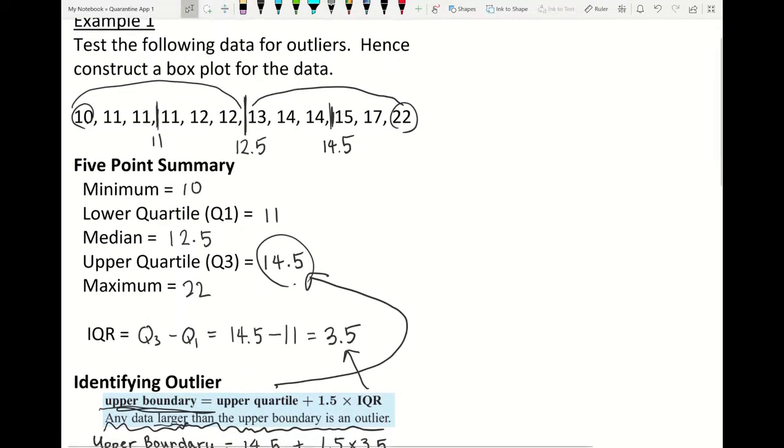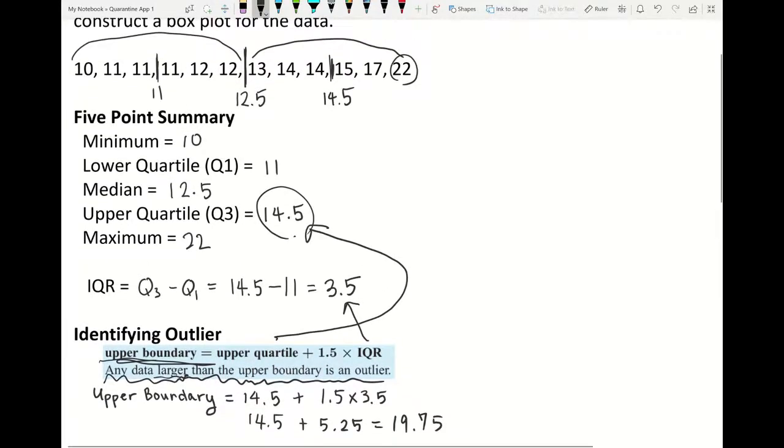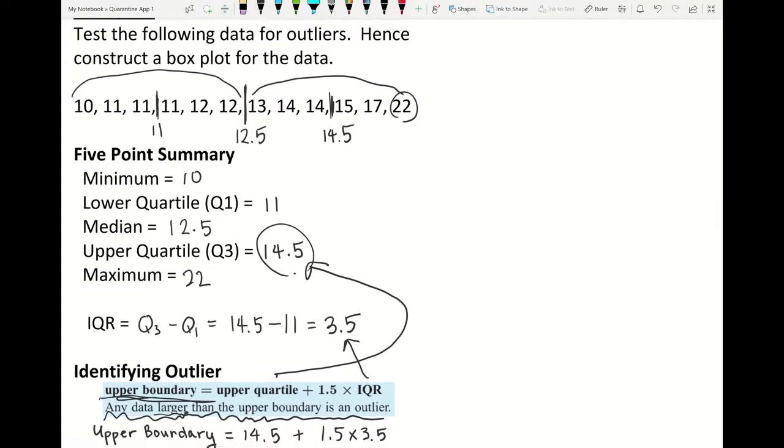Now, is there any outlier here? Is there any number that is bigger than 19.75? And there is. There's one number, which is this 22. So this 22 has been identified as outlier.